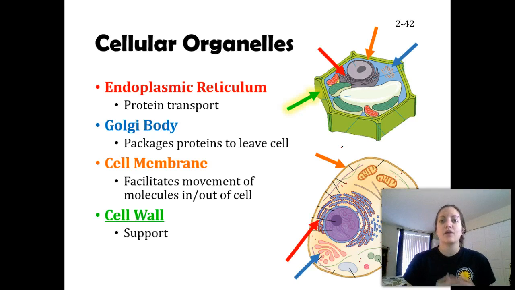And finally, this is only found in plants, is the cell wall. And that's what's giving all of this support and structure to a plant cell. That's why a plant cell has such straight sides, because the cell wall has a lot more support than the cell membrane.